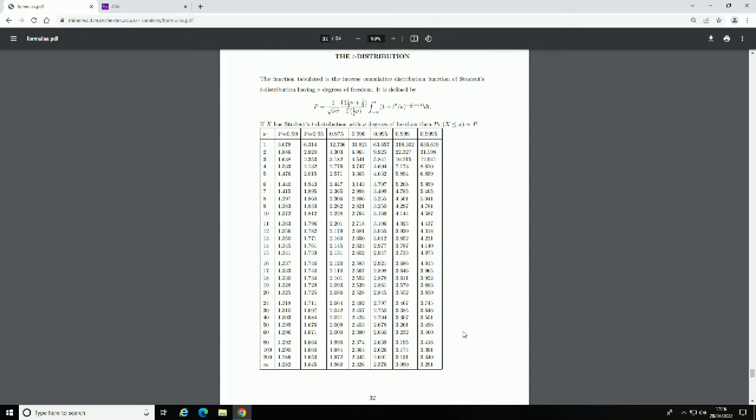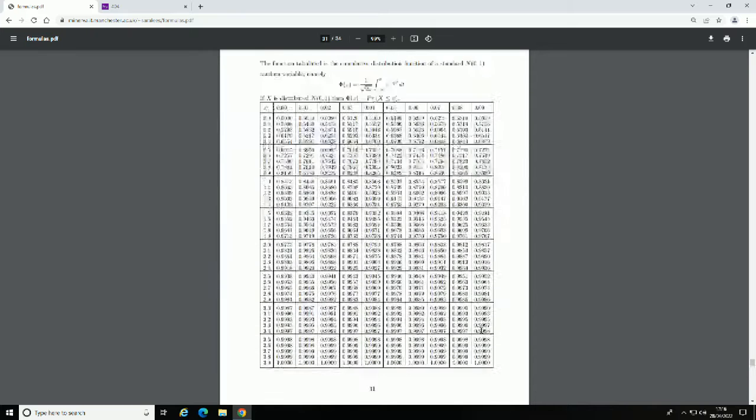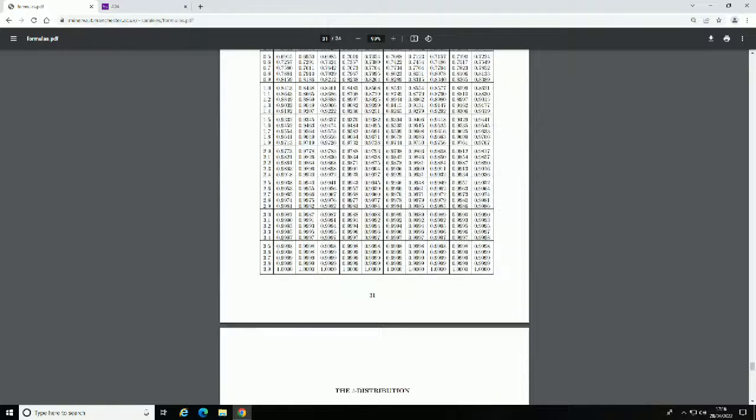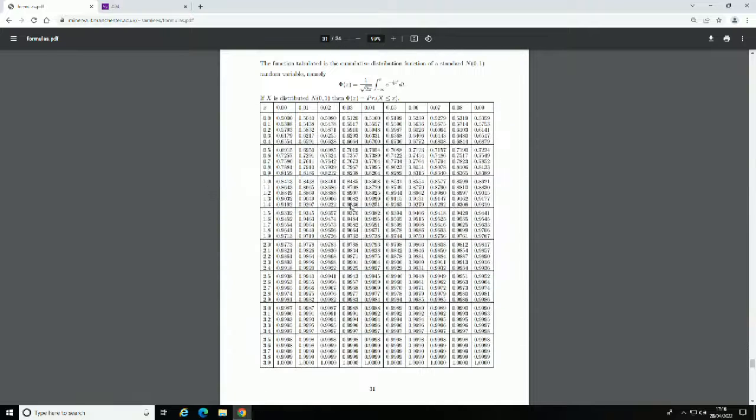Now, can you try to do question 2, please? This is the Z table and this is the T table. You will get a copy of this in the exams, so don't worry. You need to know how to read them. That's it.